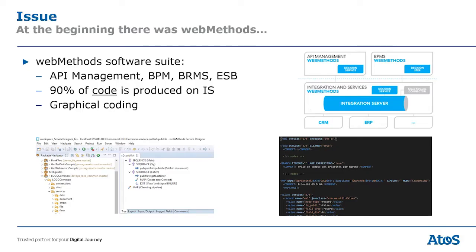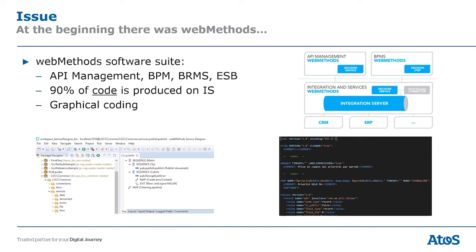So as you probably know, we are speaking about webMethods context with the webMethods software suite, which is composed of different components from API management to BPM, BRMS, and ESB. When we are talking about coding, we are mostly talking about code produced on the Integration Server component. The graphical coding is made using the SoftwareAG Designer, and it's mostly done like you can see on the bottom left picture. The code is graphically coded, and then it's translated to XML files like you can see on the bottom right picture.